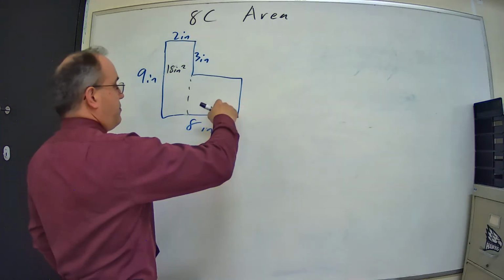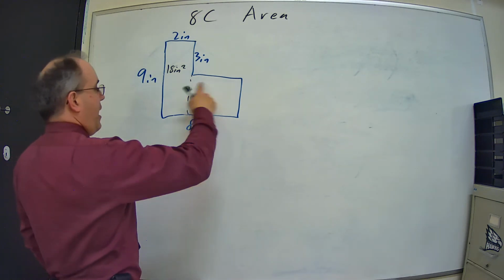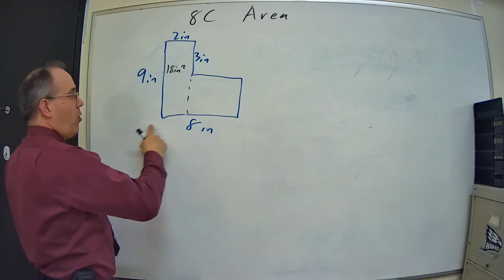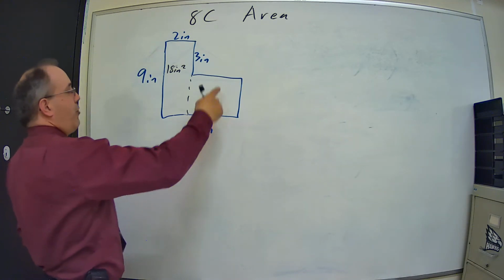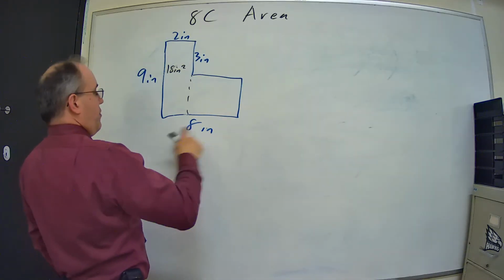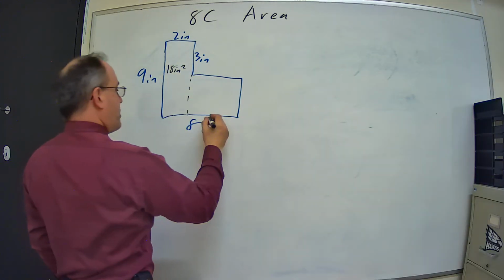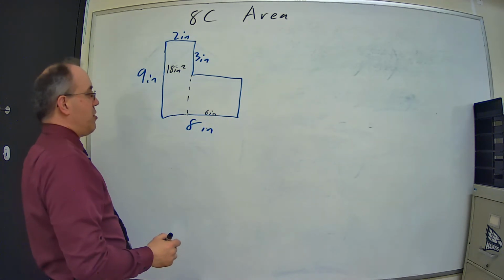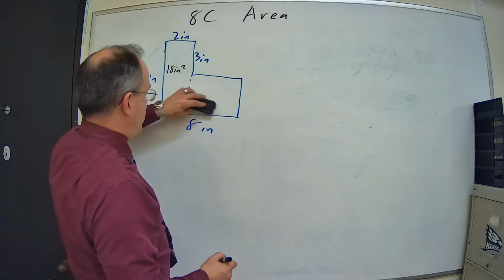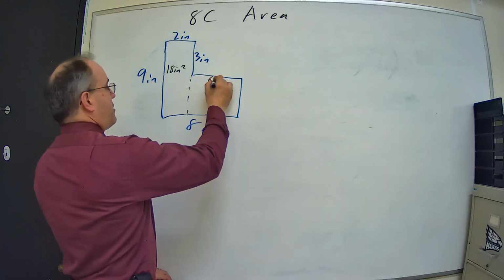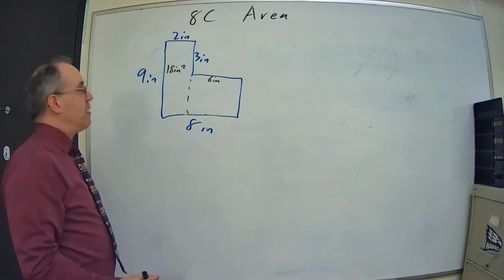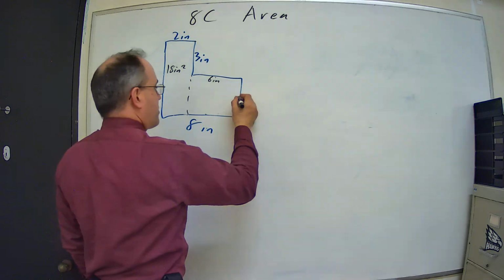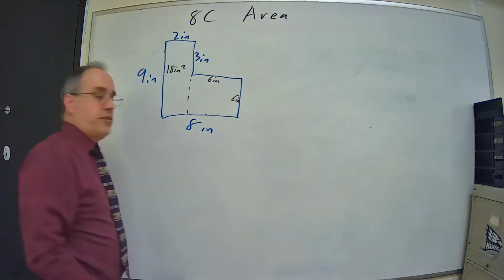Now for this one, I don't have the length or the width because this 8 inches is the whole length. So I need to find out what's missing. Well, if this is 8 inches and that's 2 inches, then we can say that this is 6 inches. Or better, to make it less confusing when we look at it later, this is 6 inches. And if this is 9 inches and that's 3 inches, then what's left over here is 6 inches.